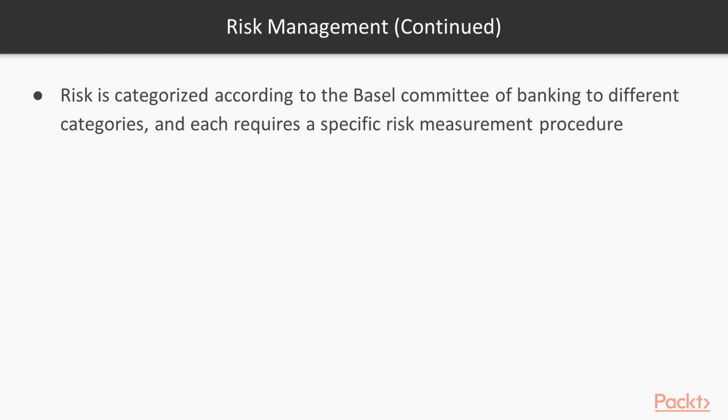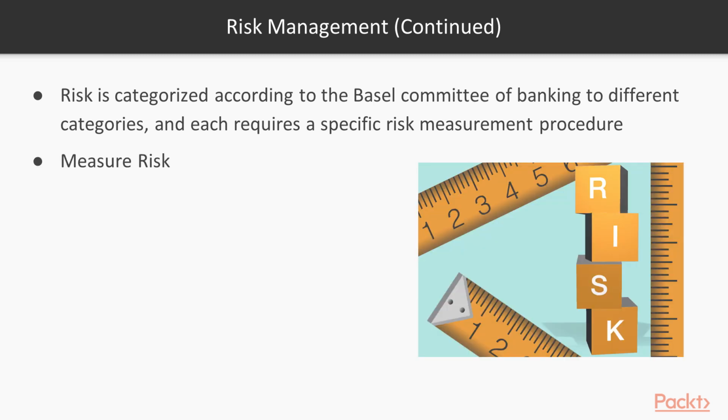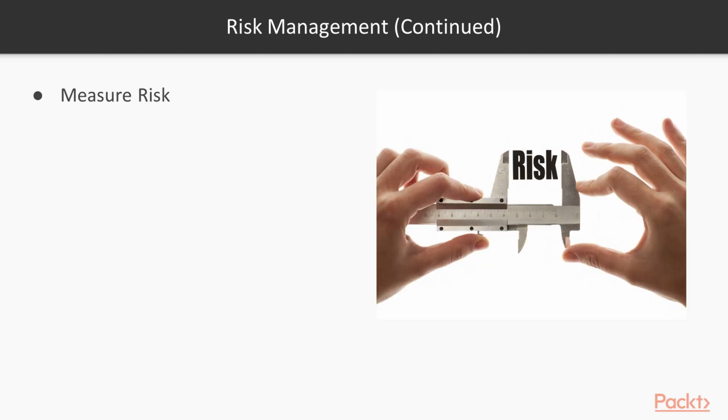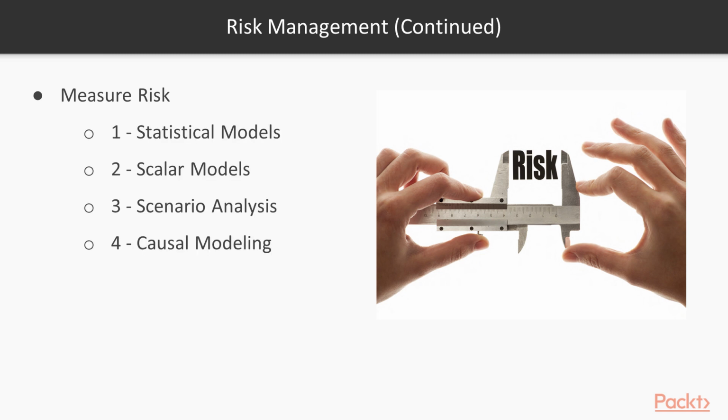Risk, however, is categorized according to the Basel Committee on Banking Supervision into different categories, and each requires a specific risk measurement procedure. On the screen right now we can see there are 5 different risk types: market, credit, liquidity, operational, and legal risk. As data scientists or programmers, we are more interested in market risk since it has a very direct effect on the programs we are writing. The remaining types of risk are more the job of a financial analyst. There are also different kinds of risk measurement techniques that have evolved. Each one of them addresses a different problem and has its own pros and cons.